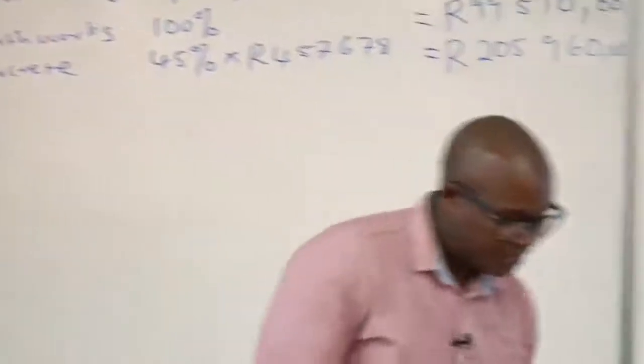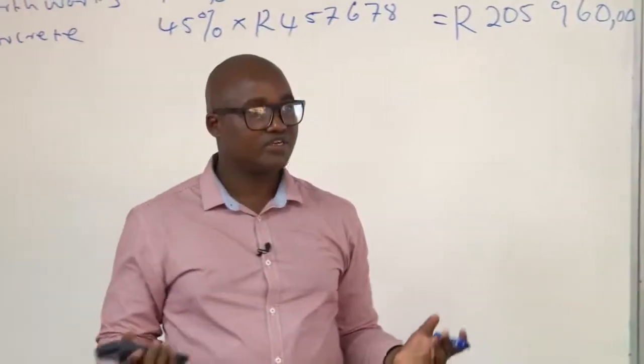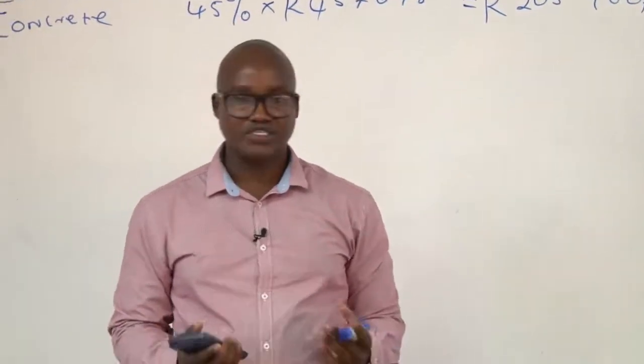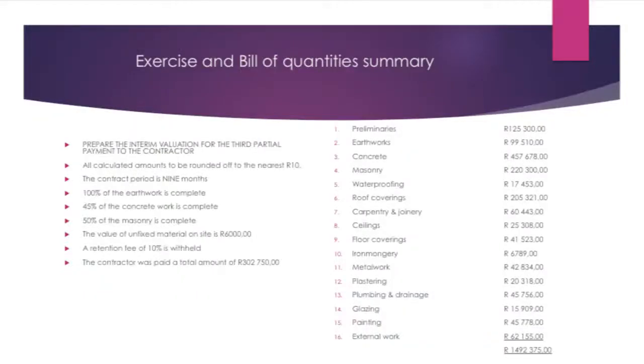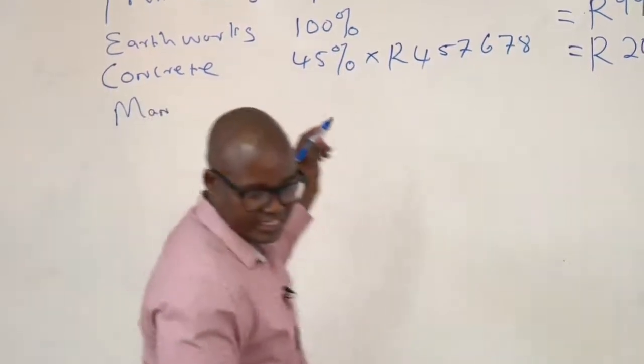And moving to the next one, we have the masonry. Masonry are the bricks. Anything that involves bricks, we call it masonry. The masonry is 50% completed. We have masonry that is 50% completed.